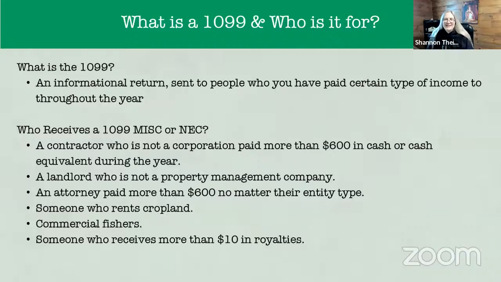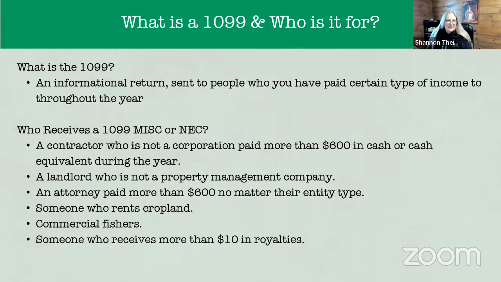A landlord who is not a property management company, an attorney who is paid more than $600, no matter the entity type. And that is a key determining factor when sending out 1099s to most entities, is you don't send them to C Corps or S Corps. But attorneys, it doesn't matter what their entity type is, you send a 1099 to an attorney.